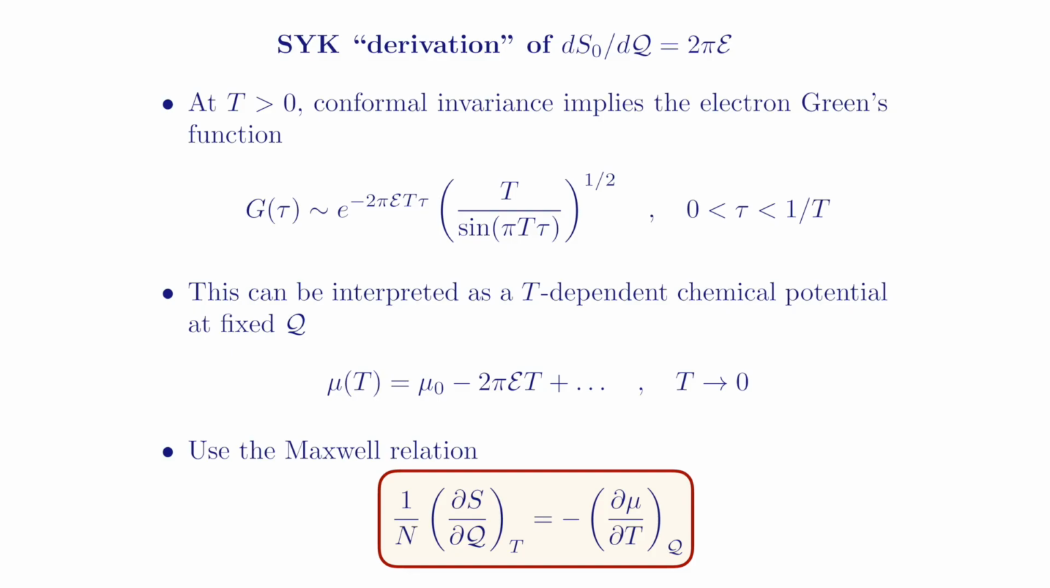But now you can see where this relation comes from, because you have a Maxwell relation. This is pure thermodynamics. This is the key to everything. The Q derivative of the entropy is the same as the temperature derivative of the chemical potential. So now you see right away how you get this. You just take d mu dT from this equation. This is at fixed Q, and therefore dS/dQ is 2 pi E. And this whole thing can also be obtained from the equations of gravity.